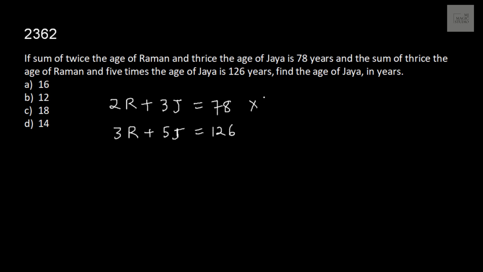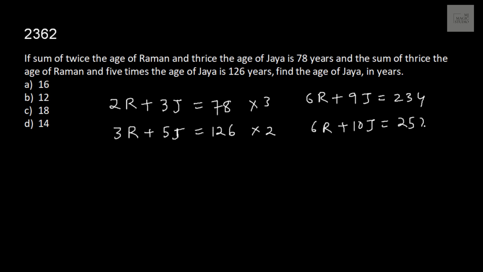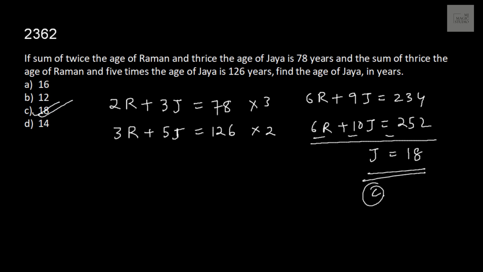I'll multiply this by 3 and let me multiply this by 2. So what I'll get, 6R plus 9J is 78 into 3, 234, and 6R plus 10J is 126 into 2, is 252. If I subtract these, I'll get J equals 252 minus 234, that is 18. Age of Jaya in years is simply 18, that is in option C, and that is the answer.